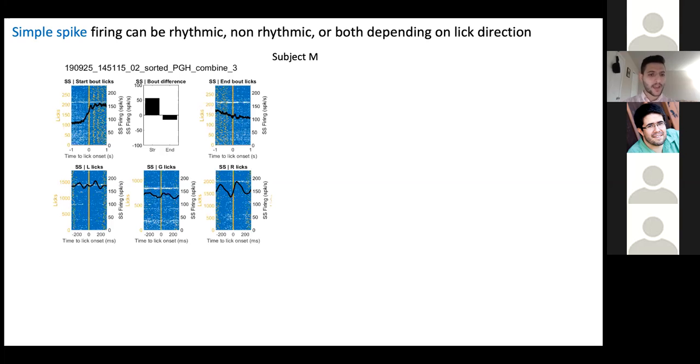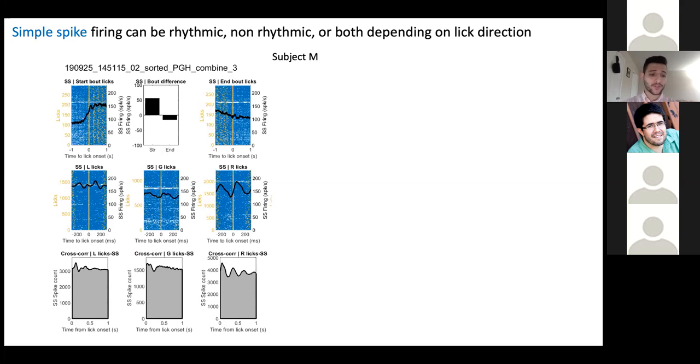Grooming licks also burst, but far less. And then for leftward licks, the cell seems to stay at a fairly high firing rate, but the bursting is far less rhythmic in comparison to grooming licks or rightward licks. To further capture this, I plot for you a cross correlation from 0 to 1 second of the leftward licks, grooming licks, and rightward licks of the simple spikes.